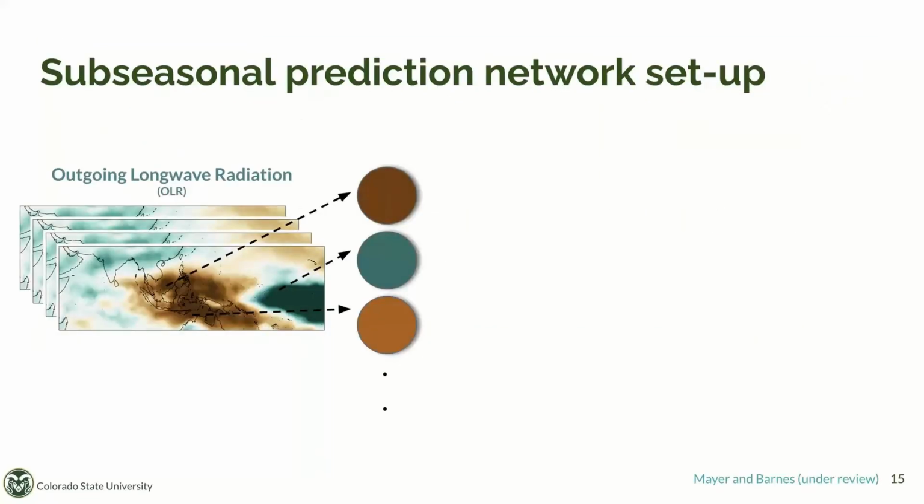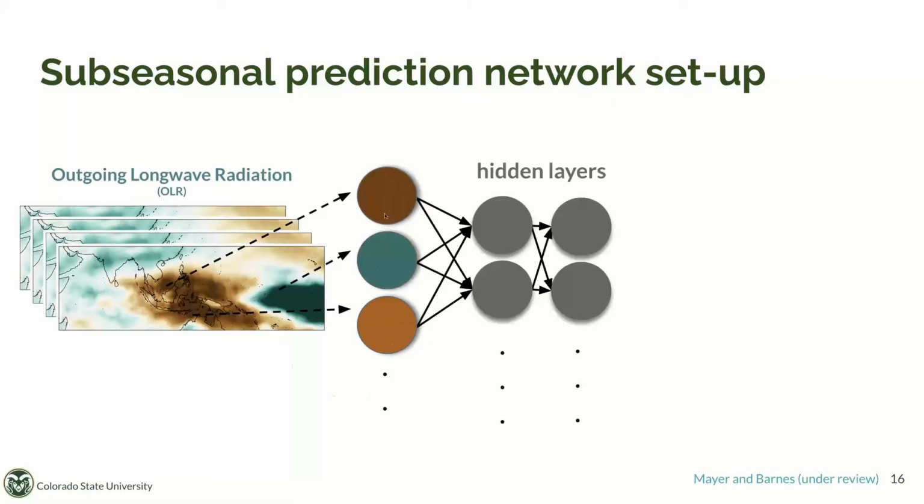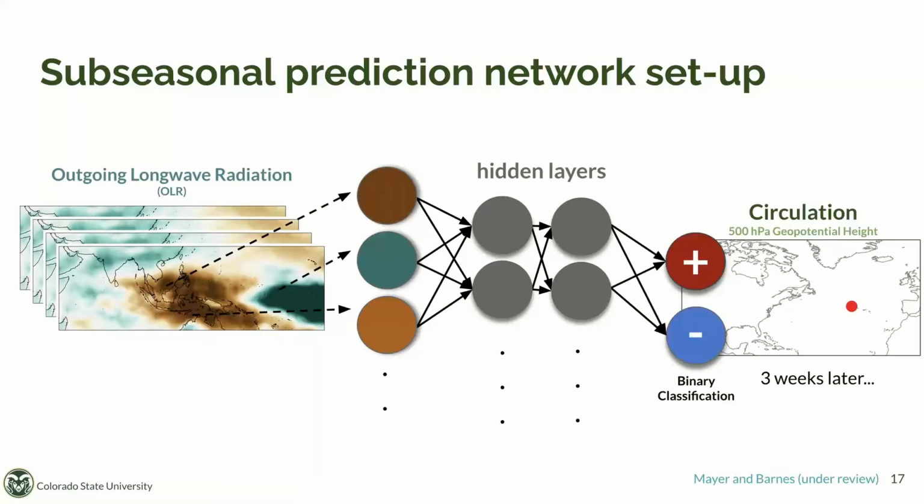So for our problem, we use outgoing long-wave radiation in the tropics as our input, where you can see here's the outgoing long-wave radiation in our input layer. This is passed through 2 hidden layers. And we are trying to predict the sign of the circulation 3 weeks later over the North Atlantic, this red dot here. And this is a binary classification where we're trying to predict the sign. So either the sign of the circulation is positive or it's anomalously negative.